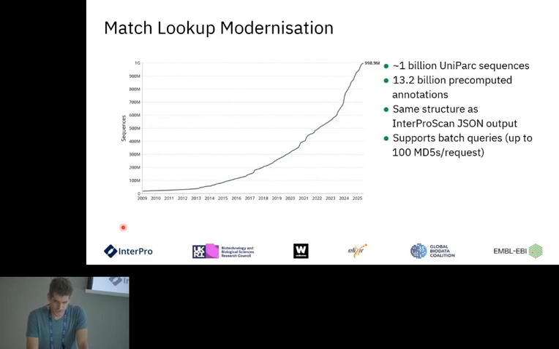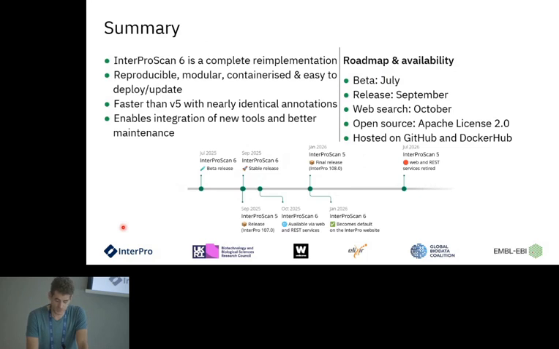In summary, InterProScan 6 is not a simple update or upgrade for InterProScan 5. It's a complete re-implementation of software that was widely used in the community for over a decade. It's reproducible, it's modular, it's continuous, it's very easy to deploy and to run. I showed you it's faster than InterProScan 5, with a very high consistency of annotation between InterProScan 5 and InterProScan 6. And it enables integration of new tools and methods, which we couldn't do with InterProScan 5. So it's really future-proof, and it will be able to support the next decade of advances in protein classification.